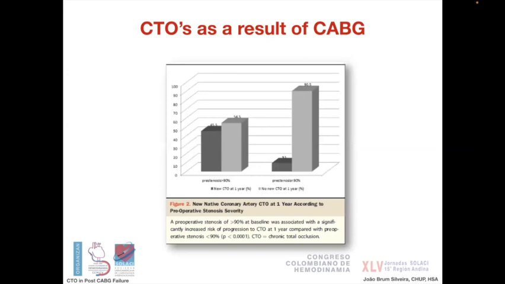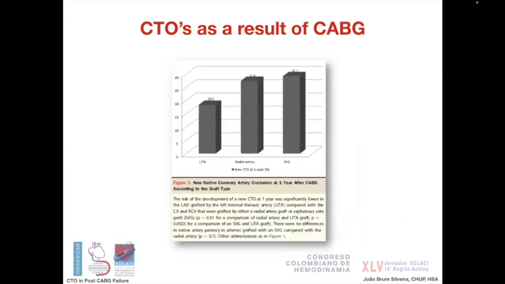And what about the CTOs as a result of the CABG? You have 2 points. A patient with more than 90% stenosis prior to CABG, and a patient with less than 70% stenosis at the time that you perform the CABG. Do you have a new CTO in those types of patients? Around 45% in new CTO at 1 year and 90% in new CTO at 1 year.